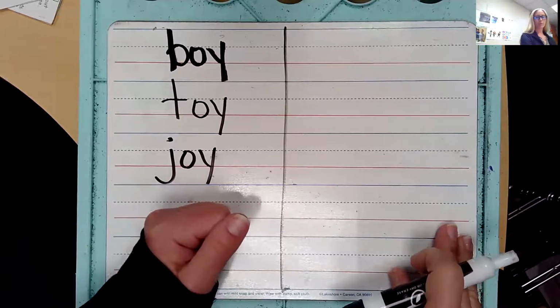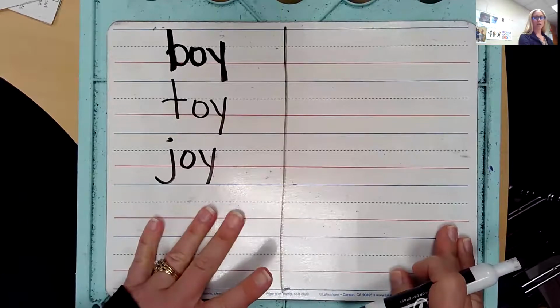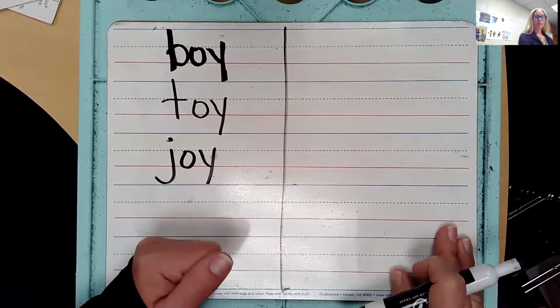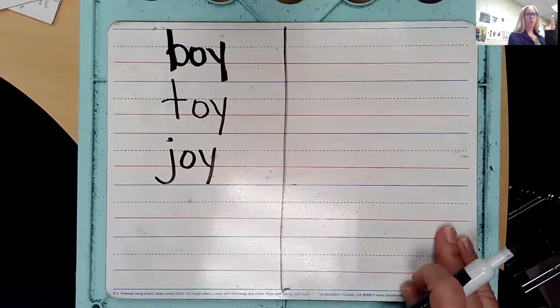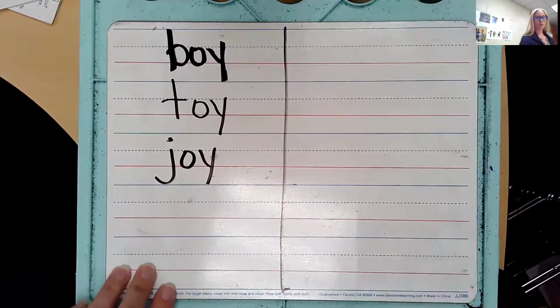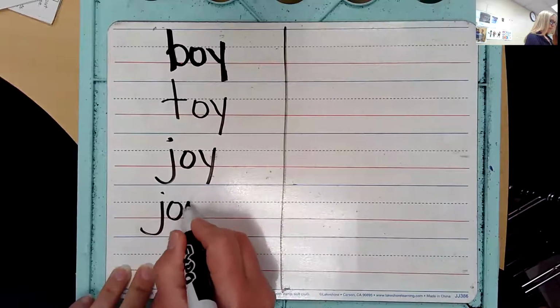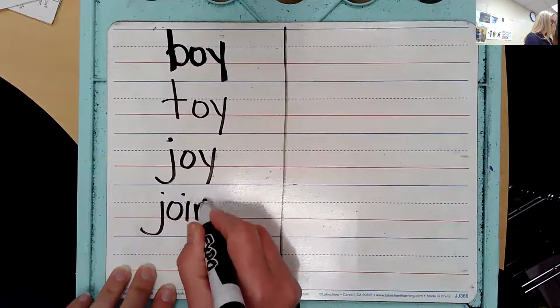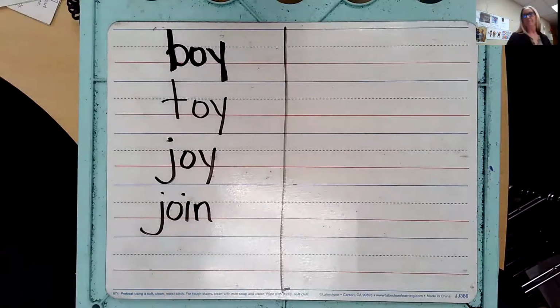If you need to, you can always pound it out. Join. J-O-I-N. Join. Remember that the most common place for the OI is in the middle for oi. Pause and write the word join. Okay, there's the word join.